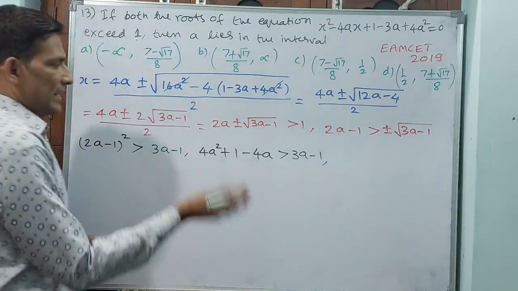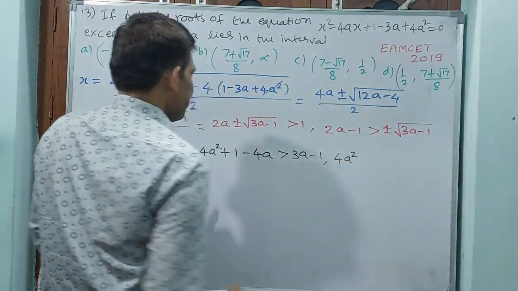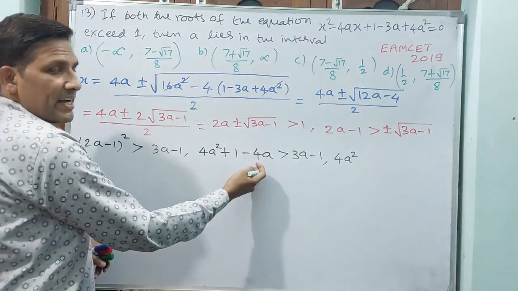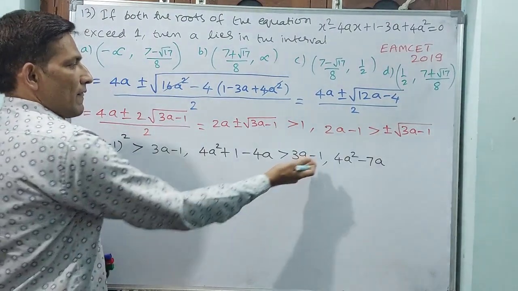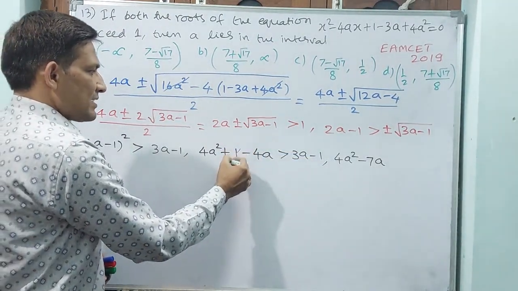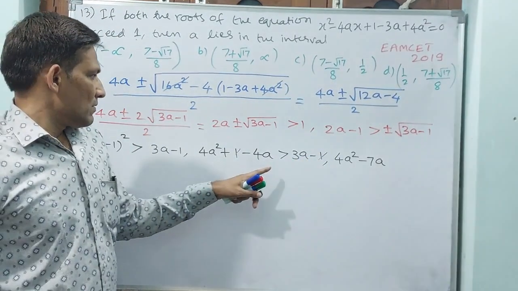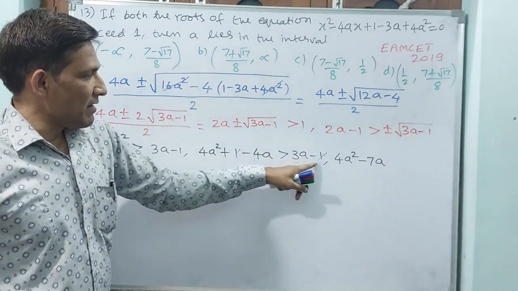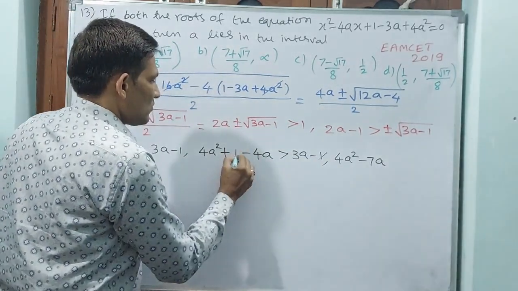You set all at one side: 4a square minus 3a minus 4a, minus 7a, plus 1 minus 1 plus 1. I think we can cancel out this. No, here plus 1 is there. Minus 1 if it comes here, again another plus 1. That means it is going to become 2.